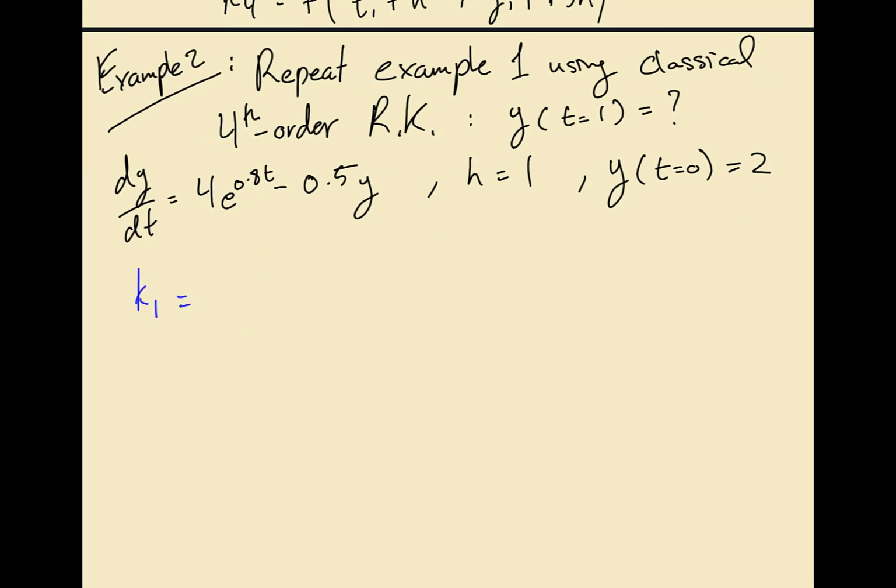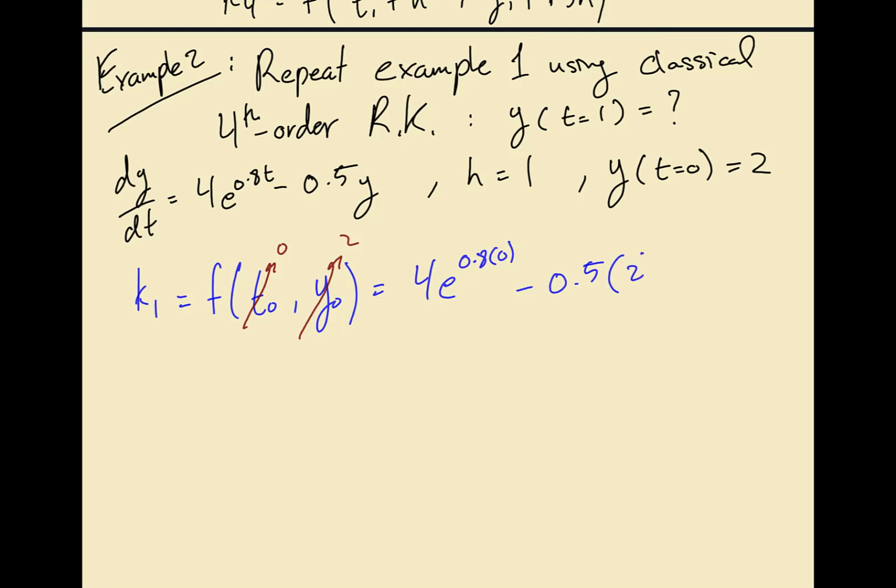So we have k1 is going to equal the derivative, or the ODE, at the initial points. So in this case, t naught and y naught. So this here is 0, and this is 2. We do the math, just like in the last problem. What do we get here? 3. So that's k1.